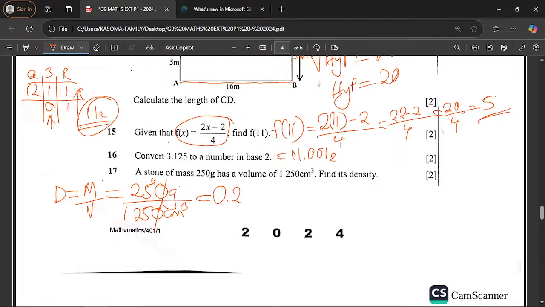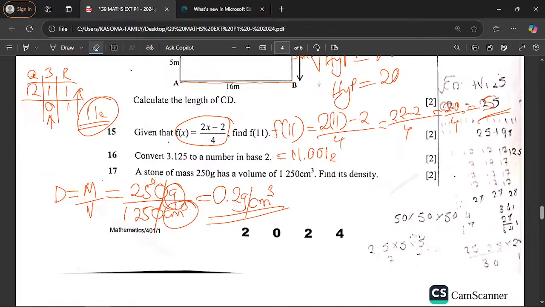Now since we have already found the digits, we can start by writing the unit on top, grams, then the unit down, centimeter cubed, and that is the answer, 0.2 grams per centimeter cubed. That is the density of the stone. If you have got questions, I'm here to help.